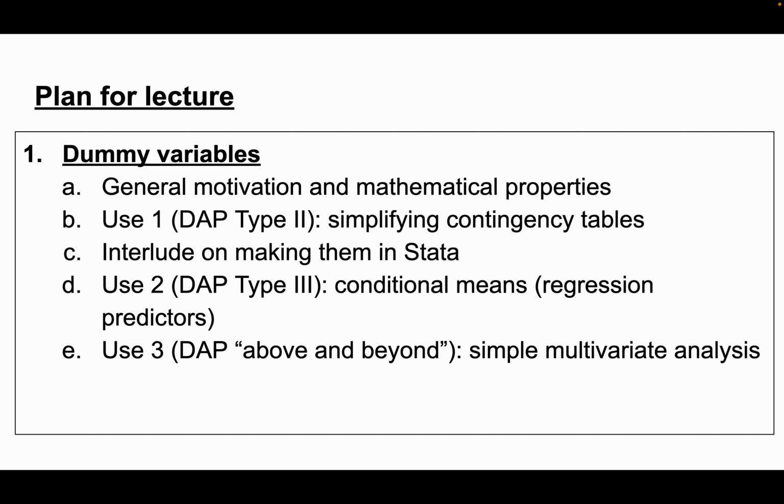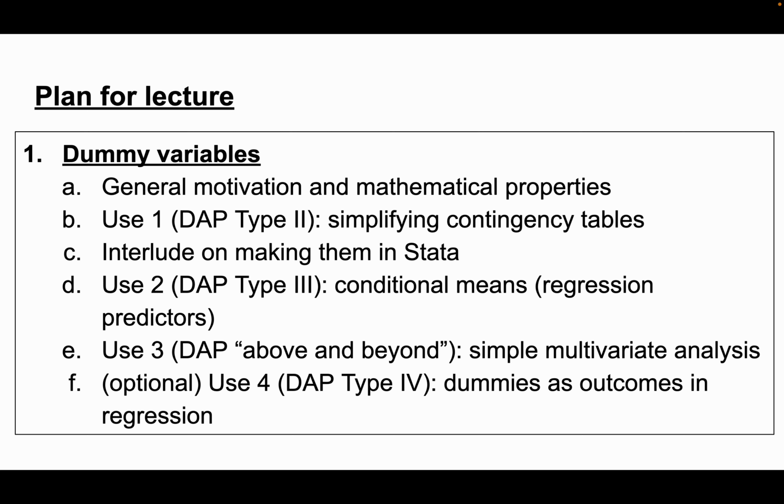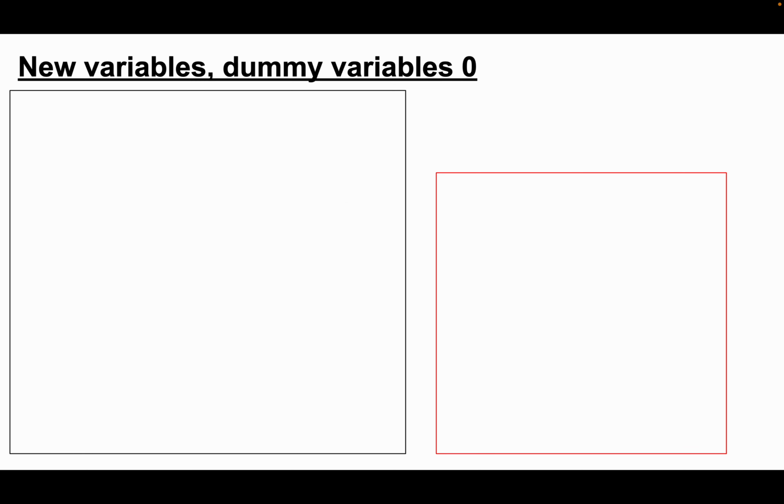We'll also see that even at our level, without going too deep into multivariate analysis, we can use dummy variables to come up with some nice ways to think about multivariate analysis. And then I'll also talk a little bit, time permitting, I'll get to it in this video, maybe not in lecture, the use of dummies as outcomes in regression, which opens the door to the study of limited dependent variables, which is an interesting topic at higher levels.